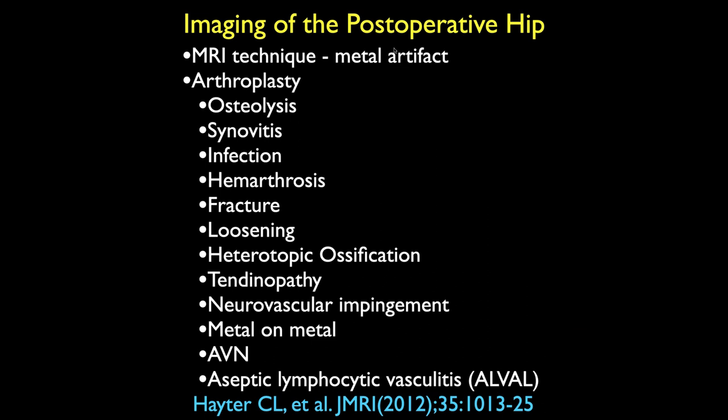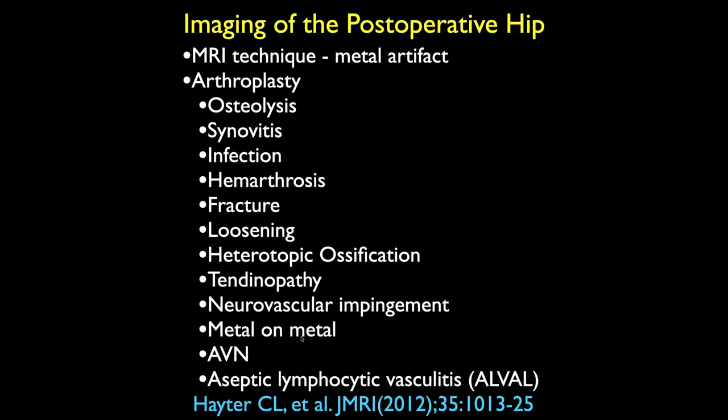So things we think about when we do imaging of the hip with the prosthesis in, try to use some sort of metal artifact reduction. There are fancy sequences which you can buy, which at high field can be somewhat helpful, and nothing is really perfect. Typically, for a lot of our scanners where we don't have those techniques, we'll use a STIR technique, which is relatively insensitive to metal artifact. And then you look for osteolysis with the bone being resorbed, synovitis, infections, obviously, hemarthrosis, fracture, loosening of the prosthesis, heterotopic ossification, tendinopathy, and neurovascular impingements, which you can get.